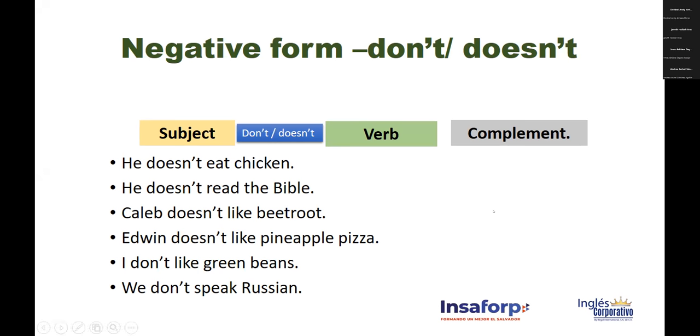Another example. Teacher, una pregunta. Teacher, what is the meaning of beetroot? Beetroot. Remolacha. Yes. Beetroot.